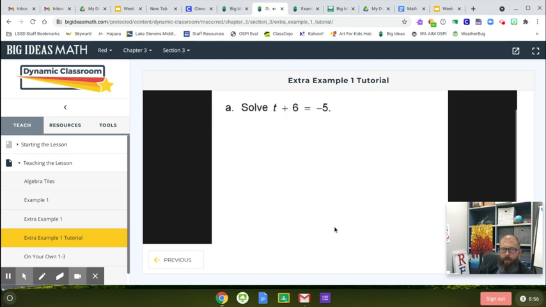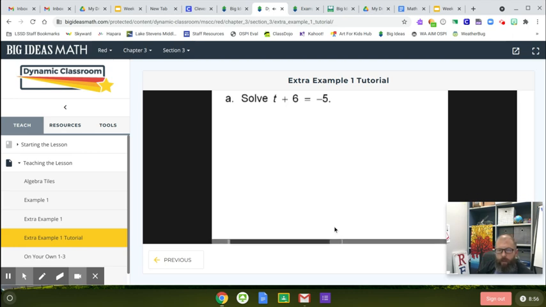Solve the equation t plus 6 equals negative 5. To solve this equation, we need to find the value of t that makes the equation true. We can do this by writing an equivalent equation which has the variable t on one side all by itself and some value on the other. We want to write an equivalent equation with t by itself on one side. Our problem right now is we're adding 6 to t on one side, so we need to figure out what inverse operation undoes adding 6.